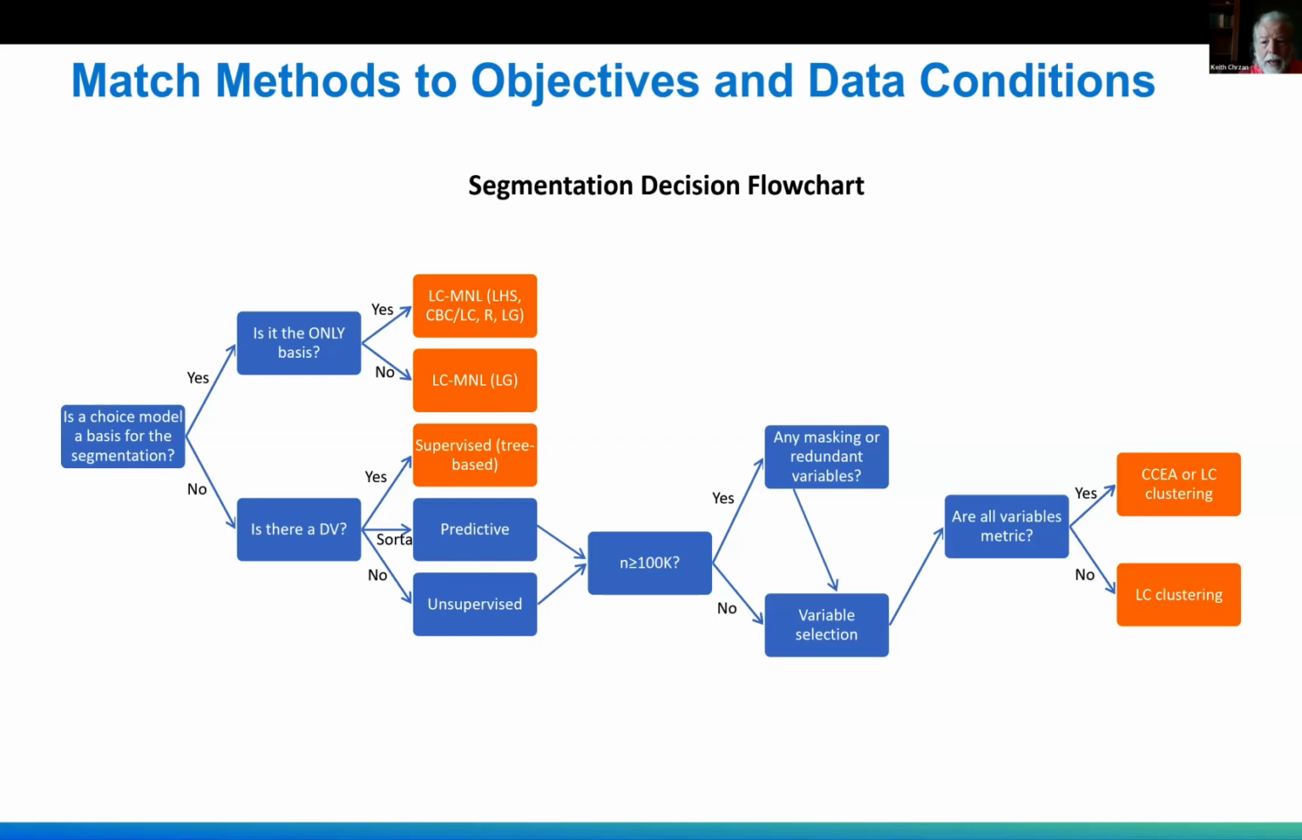But what you can see, there's 5 ending buckets there of methods for doing cluster analysis. And so anyone who says, well, I always do latent class, well, I don't always do latent class because sometimes I'm doing a supervised segmentation. Or I don't always do latent class because what I really need to do is a latent class multinomial logit because I'm using a choice model.